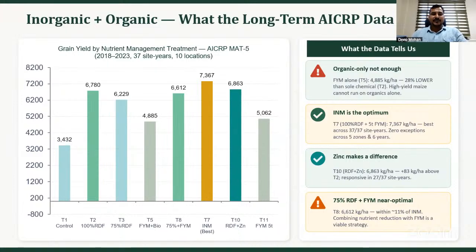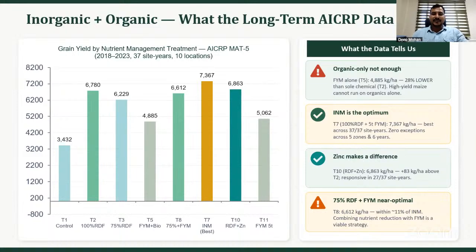Treatment 5, see here, treatment 5 is FYM plus azotobacter, only organic. Yield 4.8 ton per hectare. That is about 28% less than the soil chemical fertilizer. So one of the recommendations, or one of the outcomes from this experiment, we can say that only organic farming is not enough for maize.